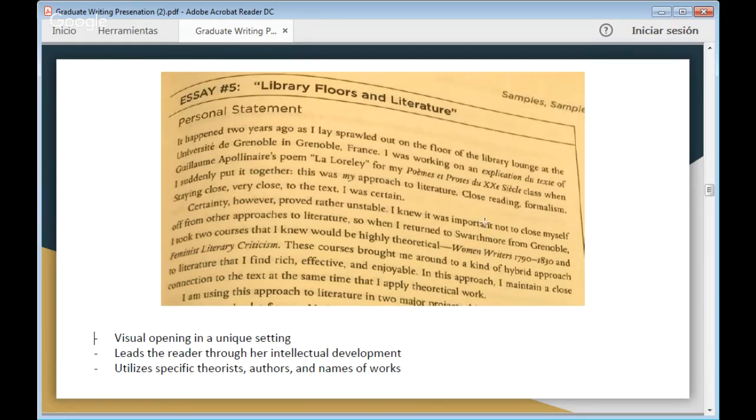And then looking down here, it says, "Close reading formalism, staying close, very close to the text, I was certain." So here the writer is also talking about what it is that they're attracted to in their studies. This provides more insight into the student as well and what they want to continue to study in the future in this program. So I think this is an excellent example of an opening paragraph that really draws your attention in, provides a past experience where the student was in another country studying, provides a little history or story of their past studies, and generally gives an overall idea of what it is they want to study.